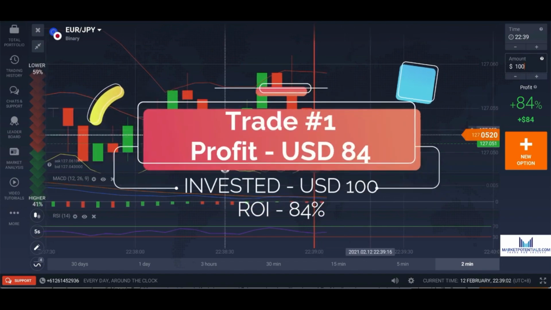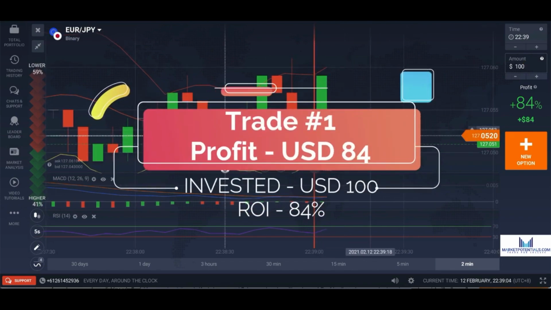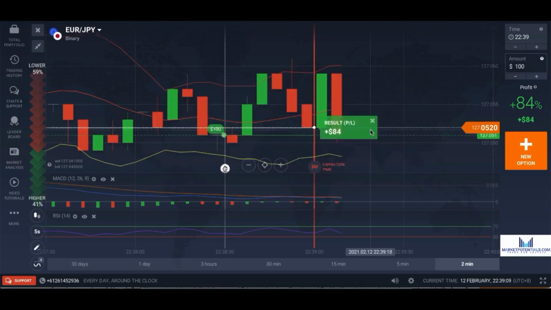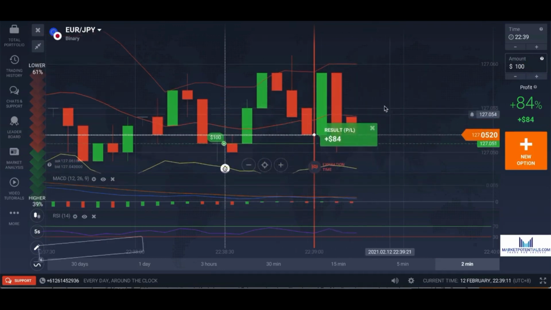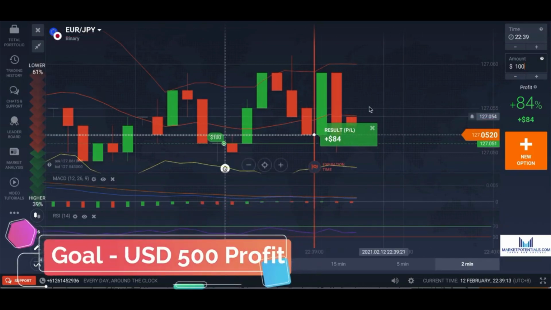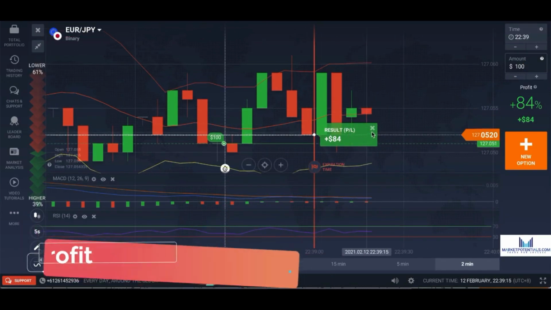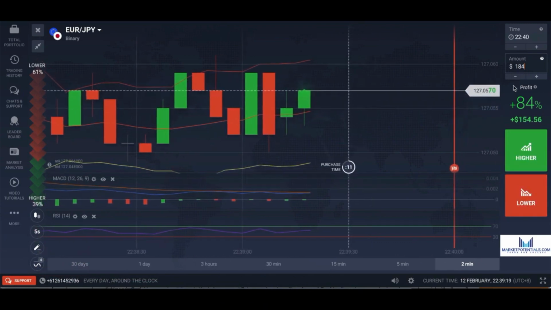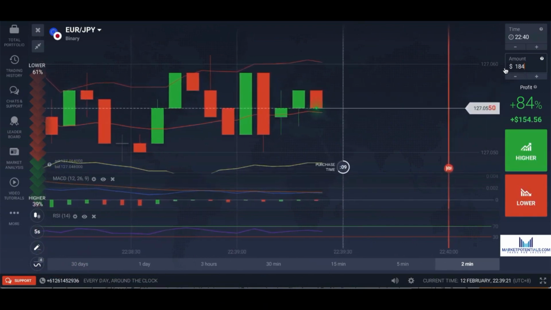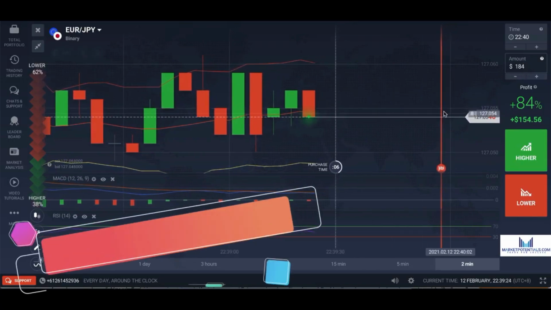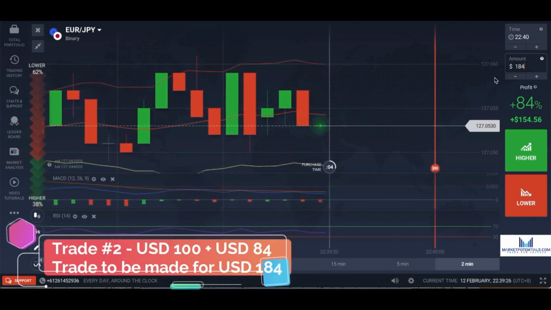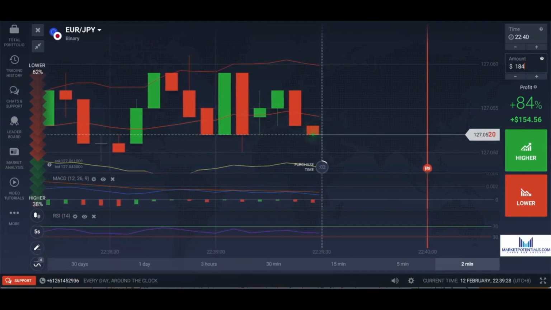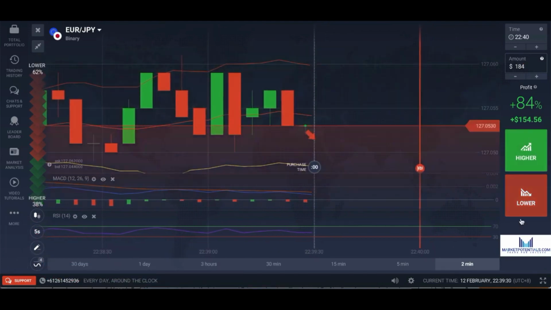So that's $84 or 84% ROI on our first trade. And again, like I said, the goal is to turn this $100 into $500, and that's what we're going to be attempting to do. All right, so let's jump ahead with our second trade. So we started with $100, we've made $84, so I'm just going to reinvest that same amount back, and the second trade is going to be for $184 in total.